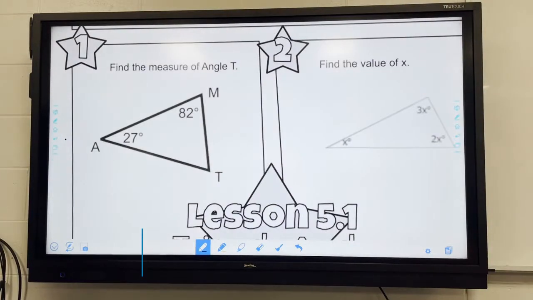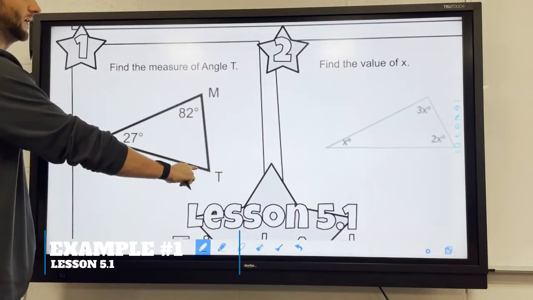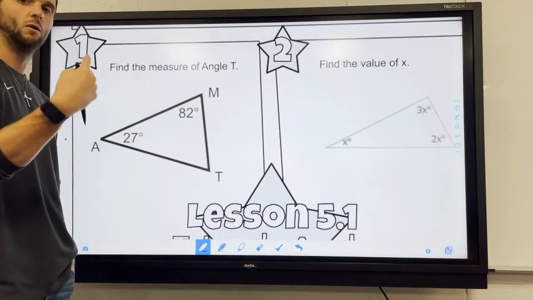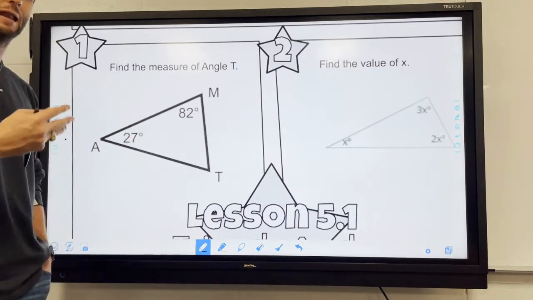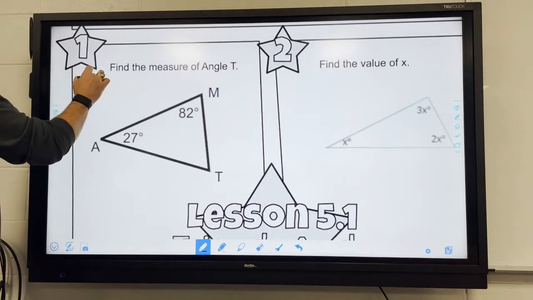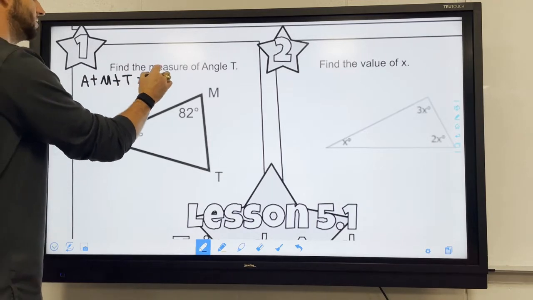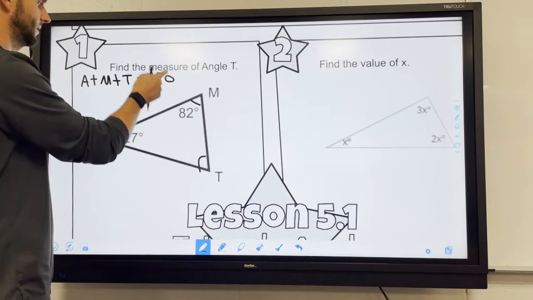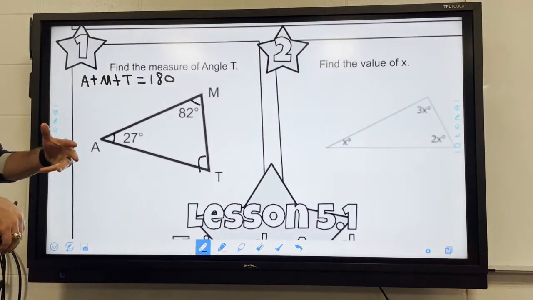Okay, so on example number 1, it wants me to find the measure of angle T. Right now I do not know this, but I know the other two angles of this triangle. So I just learned the triangle angle sum theorem tells me if I add up all angles of a triangle, they're going to add up to 180 degrees. So what this means is angle A plus angle M plus angle T is going to equal 180 degrees. So this angle plus this angle plus this angle is going to add up to 180 degrees. Now I just have to plug in and solve for my missing angle.